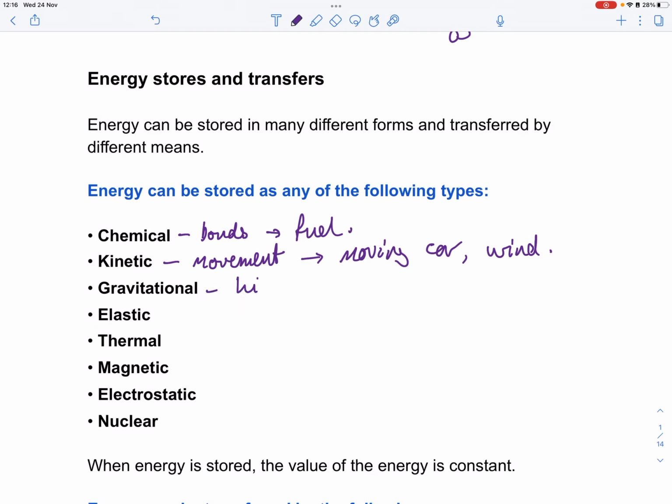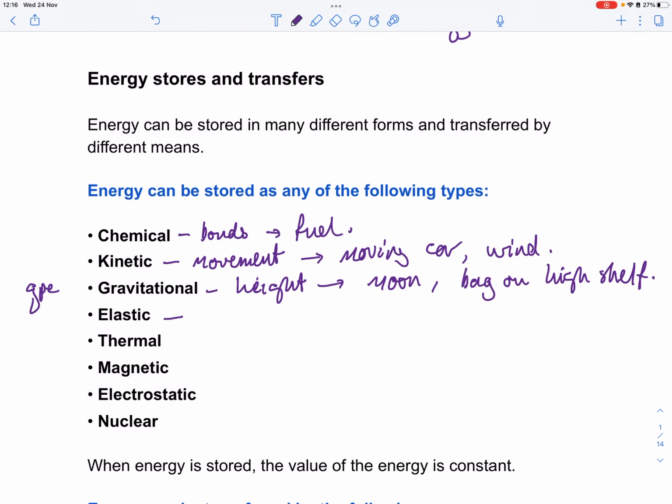Gravitational energy is about height. So an object that is raised up against gravity has a store of gravitational potential energy. So a good example of that would be the moon, having a store of gravitational energy, quite a large store of gravitational energy, sometimes called GPE, this one, or sometimes just called potential energy. We're going to call it gravitational potential energy quite a lot. So the moon, or a bag on a high shelf, something like that, anything that has been raised upwards away from the earth, away from the ground.